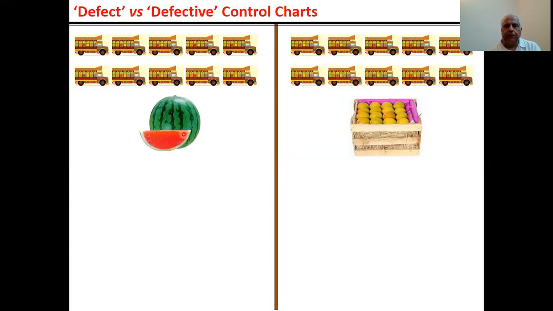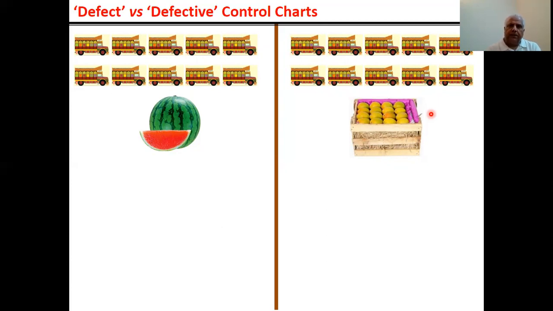Watermelon, being a sturdy fruit, is just piled into the trucks and transported away. Mangoes, being delicate, are first packed in crates, and then the crates are stacked in trucks, and they are transported to the market. Let us say 10 truckloads of watermelons and 10 truckloads of mangoes have arrived at the mandi.